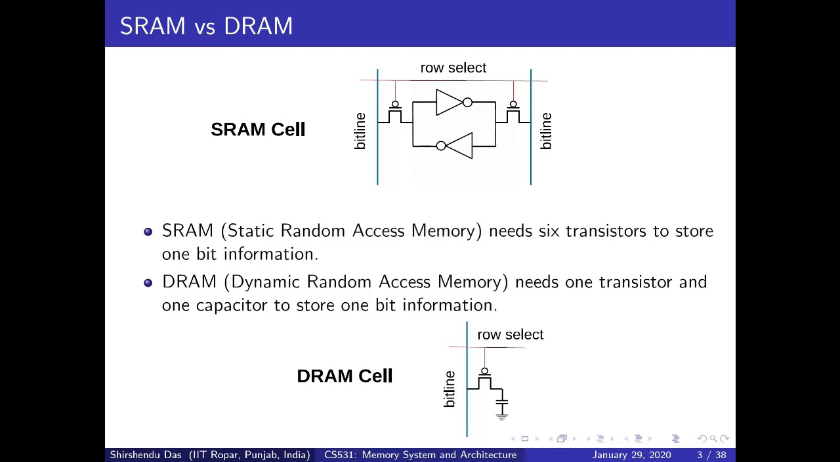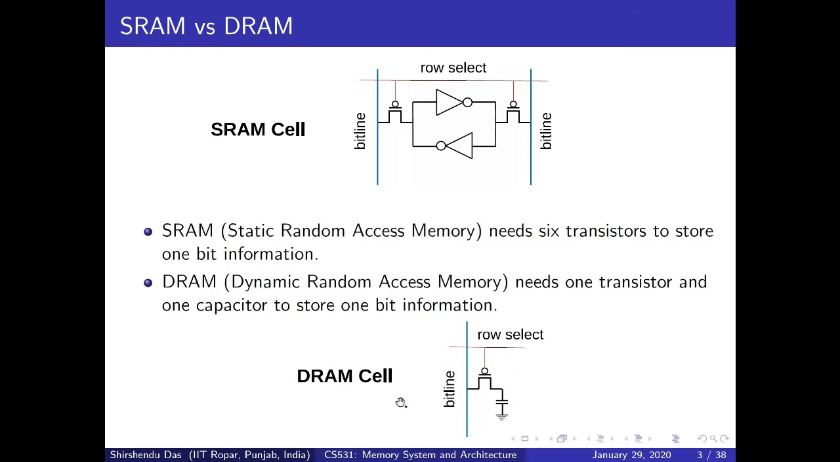Now both designs have some advantages and disadvantages. So what is the advantage? As I said, to store 1 bit of information here, you need 6 transistors. That means it has very low density. Why is it low density? Because suppose there is a small area. So before going into this, let me explain here.